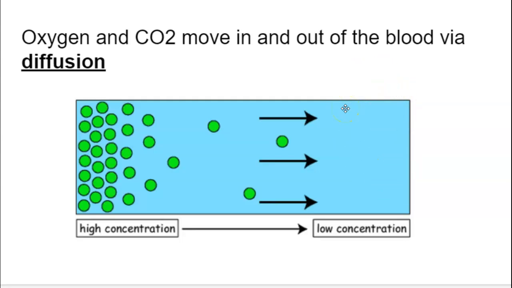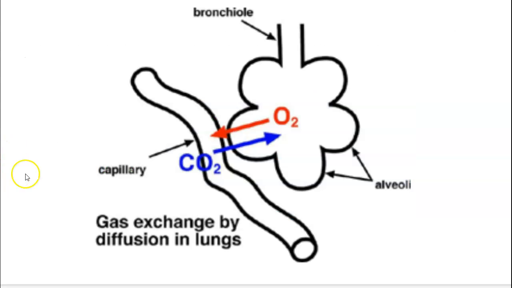Now, if we think about this in our lungs, when we're breathing in, we've got a high concentration of oxygen in our lungs. And our bloodstream is going to be picking up that oxygen. So let's take a look at how this happens. These are our lungs here, the little sacs that are in our lungs. We have our blood vessel here, our capillary. And we have, when we breathe in, a high concentration of oxygen in our lungs. And there's a lower concentration of oxygen in our blood vessels. So the oxygen moves via diffusion into our blood vessels.